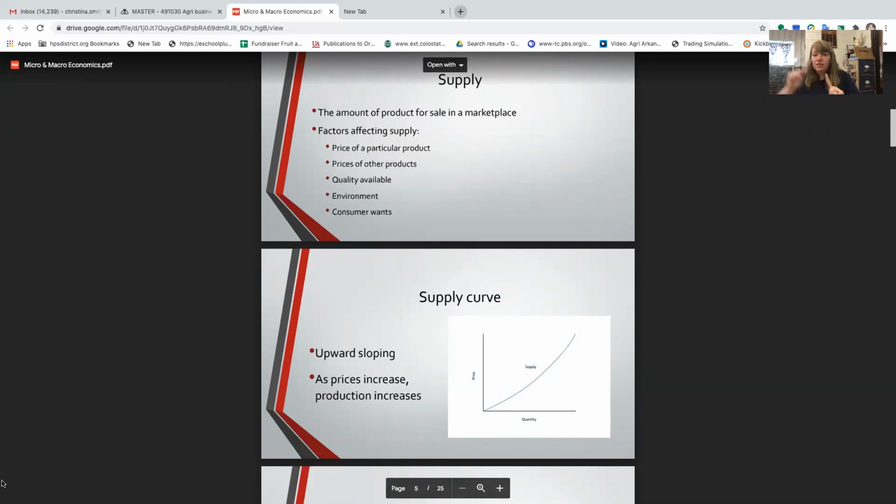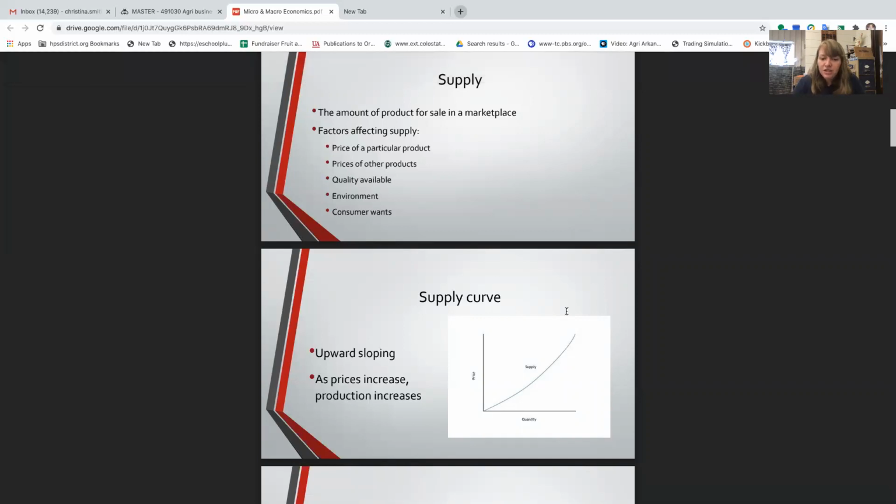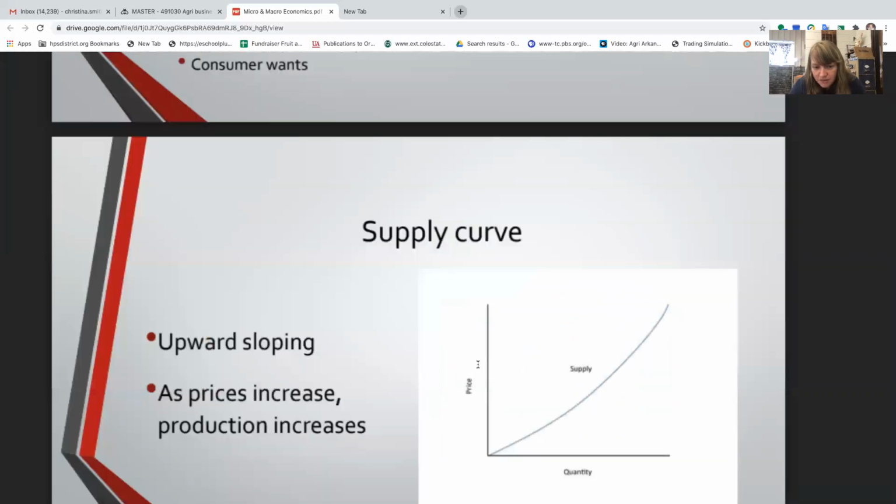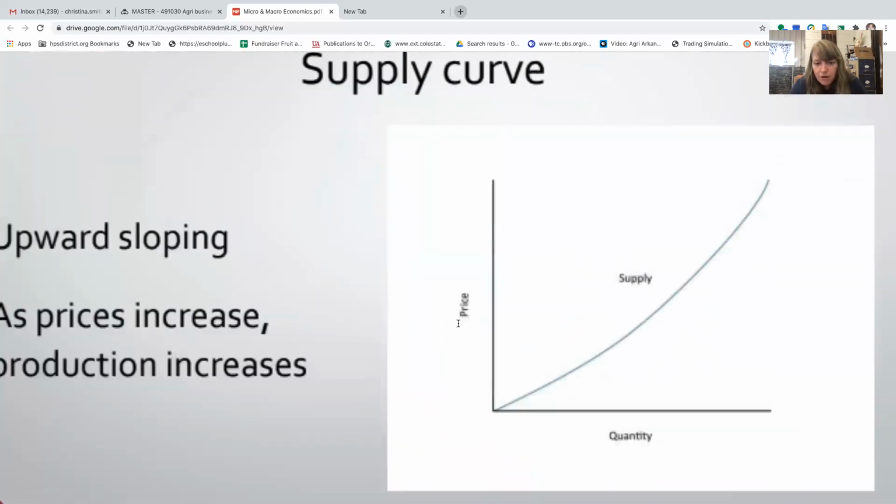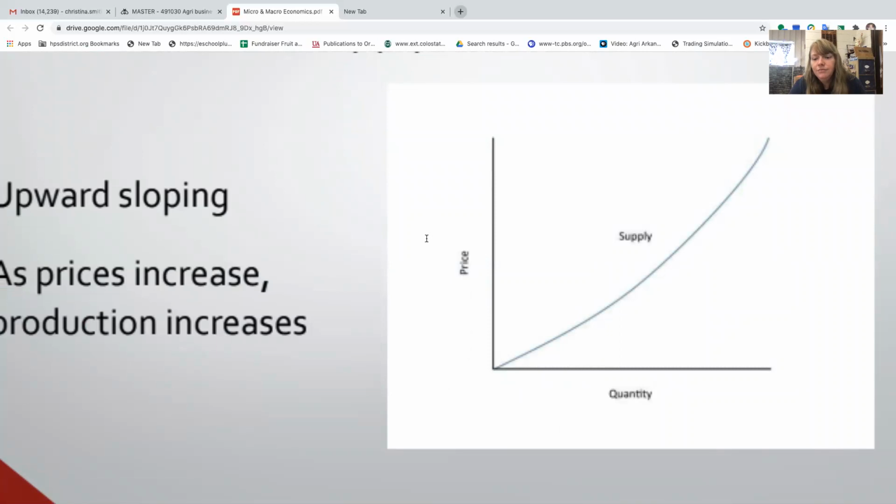So we're going to talk about just the supply curve for a second, okay? It is upward sloping. And as price increases, production increases. So see price on this side. Can y'all see that? I don't know if you can see that real well. Let me see if I can zoom in. Okay. Price is on this side. Quantity is on this side. And so the supply curve slopes up.